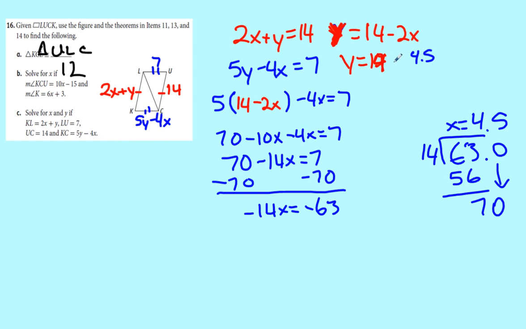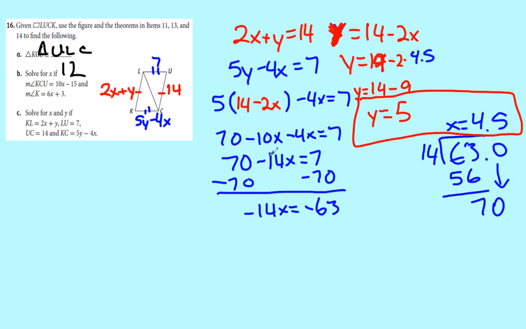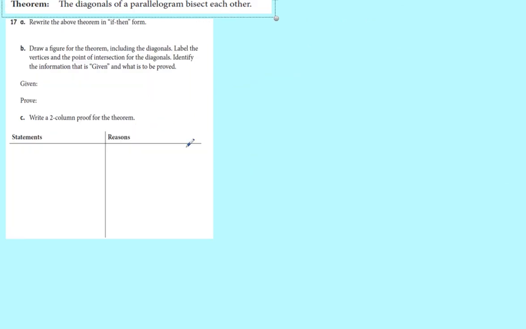14, clearly that's a 14, minus 2 times 4.5, 14 minus 9, so y just equals 5. Alright, that was a good question, I like that one. Okay, that was fun. Alright, number 7.